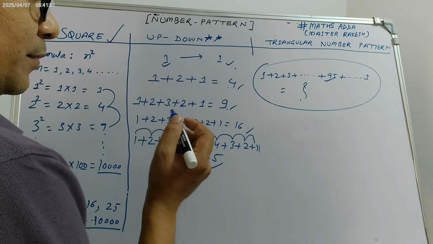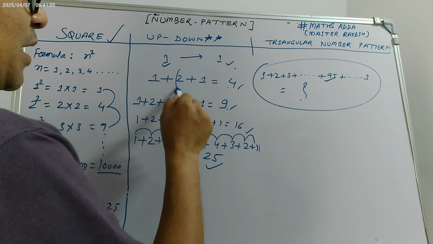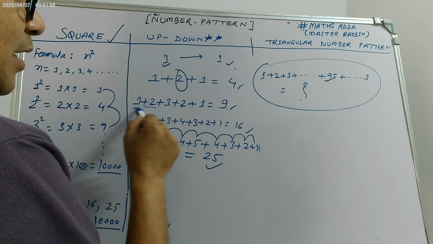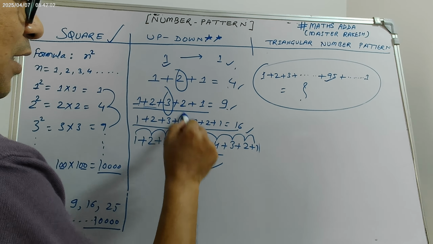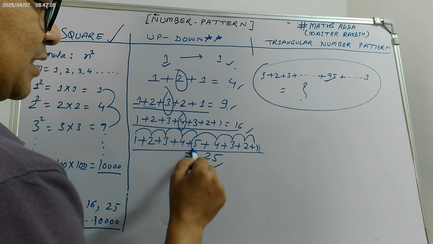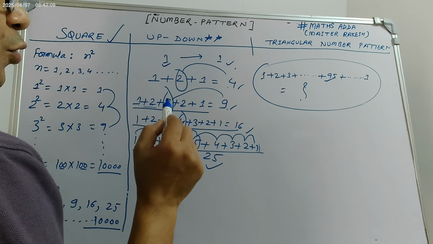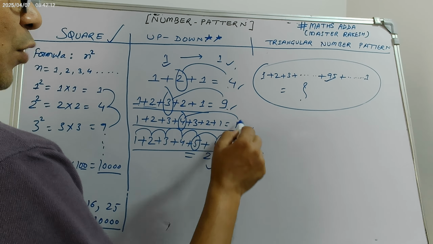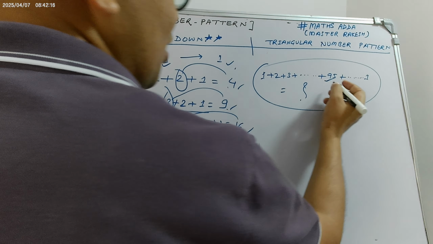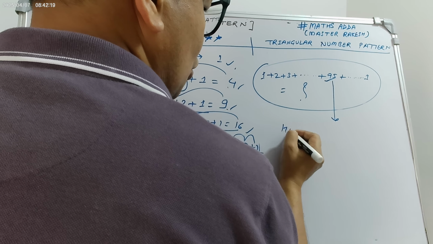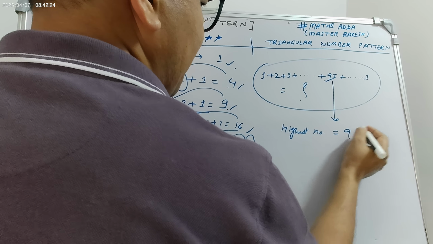First we need to observe the pattern. In this series the highest number is 2, in this series the highest number is 3, in this one 4, in this one 5. 2 square is 4, 3 square is 9, 4 square is 16, and 5 square is 25. Then again, what is the highest number here? The highest number is 95.